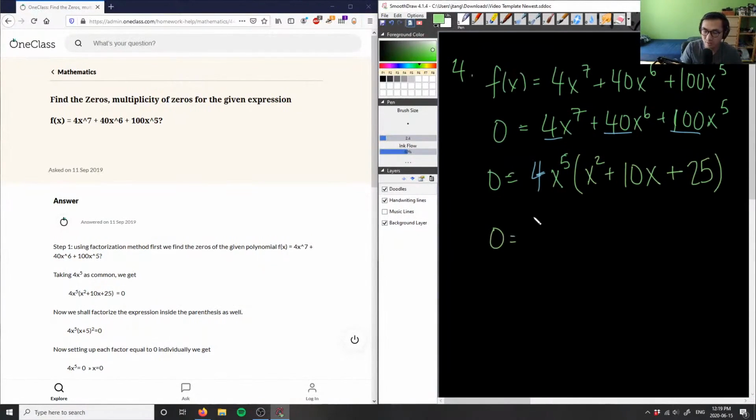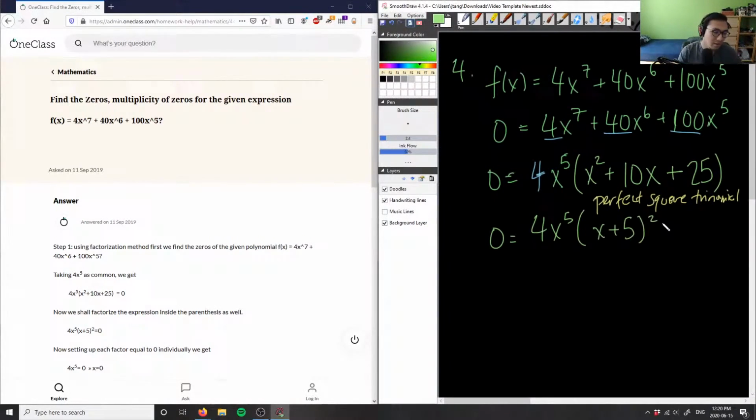We have 0 equals 4x to the 5, and then we have this trinomial here. This trinomial is actually really good. It's an example of a perfect square trinomial, because I have a 25 here, which is the square of 5, and 5 times 2 is equal to 10. So if I factor this, it gives me x plus 5 squared.